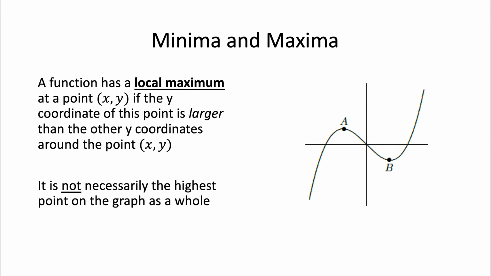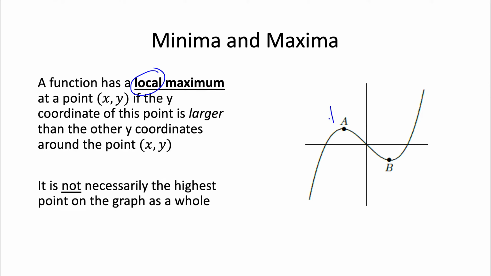So now we can talk about any minima and maxima of the function. A function will have a local maximum at a point if the y-coordinate of the point is larger than the other y-coordinates around the point. So when we're talking maxima and minima, we're talking about the y values of the function. Remember that it's not necessarily the highest point on the graph as a whole. That's why it's called a local maximum, okay? If it was the highest point on the whole entire graph, it would be called an absolute maximum.